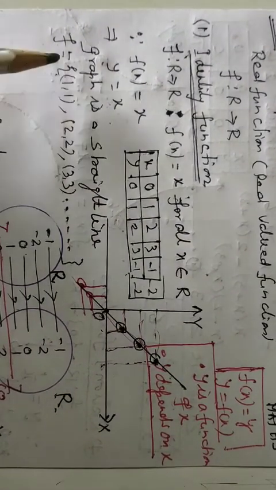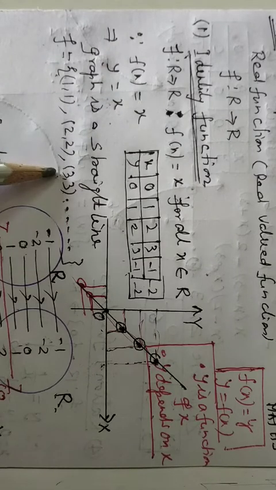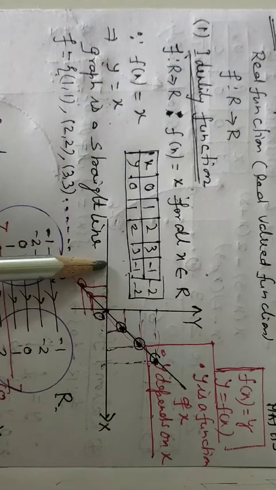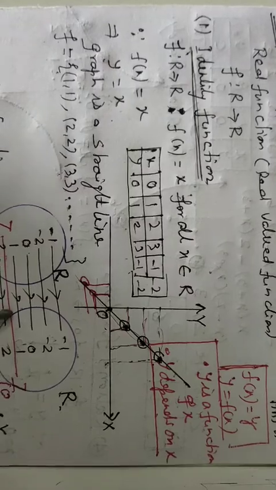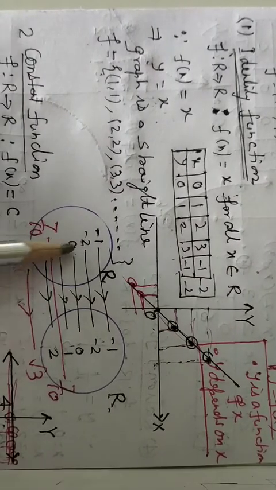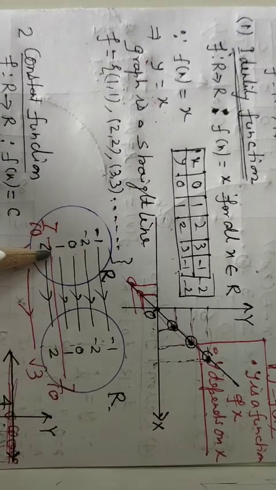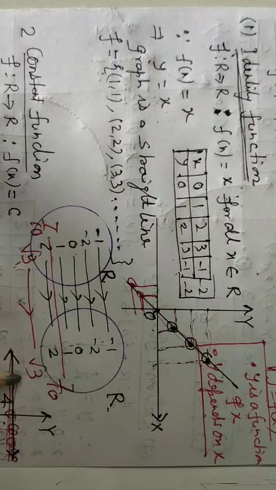Now what is the function? 1 goes to 1, 2 goes to 2, 3 goes to 3. You can take all others. 0 goes to 0, -1 goes to -1, because x and y are both the same. By an arrow diagram you can display the same: -2, -1, 0, 1, 2, 7/10, root 3 each go to themselves.